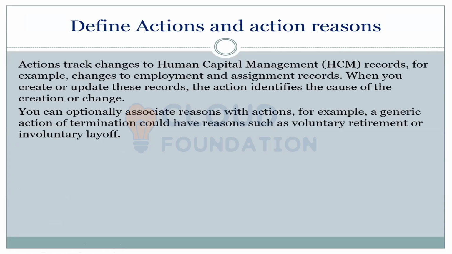Okay. Now, the next step is define actions and action reasons. What are actions? Actions track changes to human capital records. For example, changes to employment and assignment records. When you create or update these records, the action identifies the cause of the creation or change. You can optionally associate reasons with actions. For example, a generic action of termination could have reasons such as voluntary retirement or involuntary layoff.